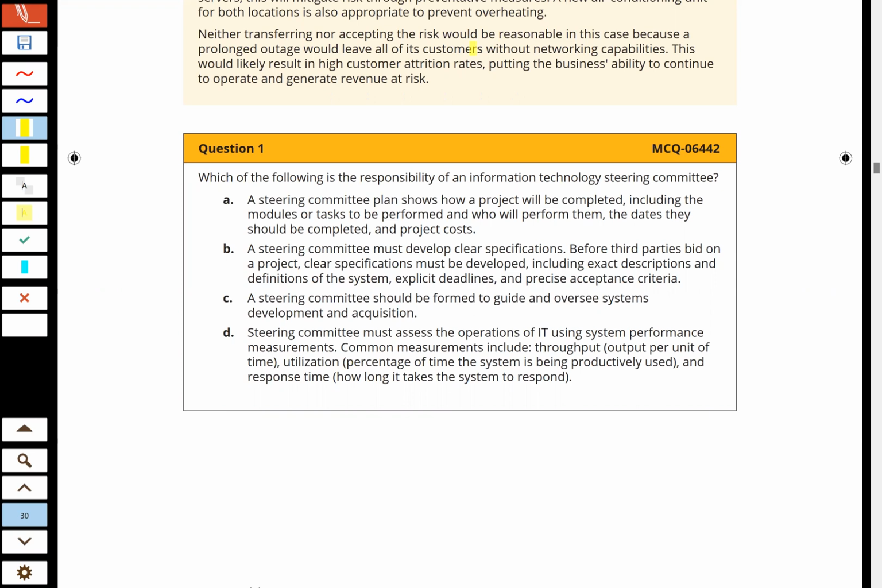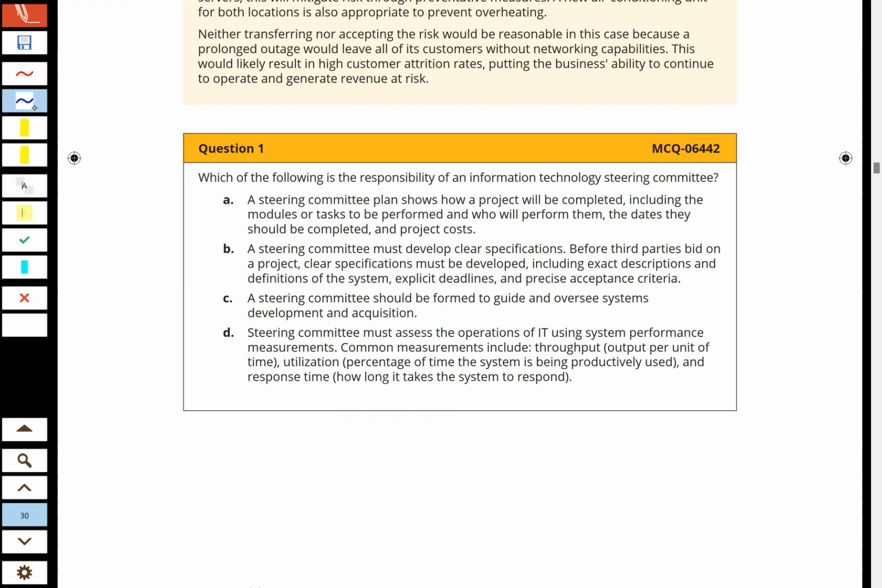Okay, guys, let's go ahead and take a look at this question. They're asking us here about the steering committee. Most of us got this right, but we'd like to be better than 56%. The answer is C. But let's take a look at this one. They're asking us about the steering committee.